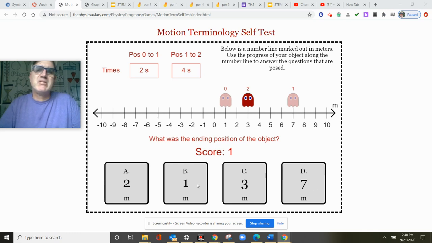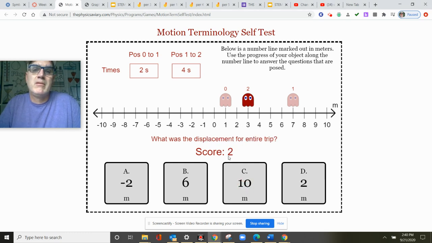Oh, no, it's here. What was the ending position of the object? Okay, those questions are here. The ending position was 3. The displacement for the whole trip. The displacement is how far it is from start to finish. So that would be 2 centimeters positive because it's to the right.